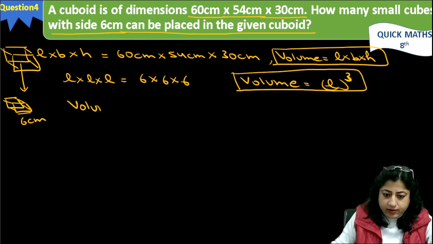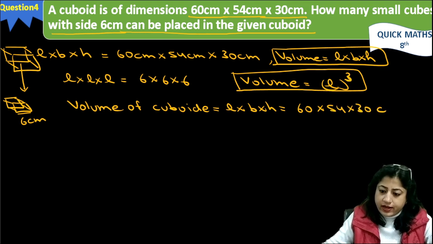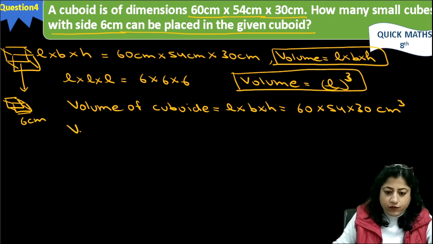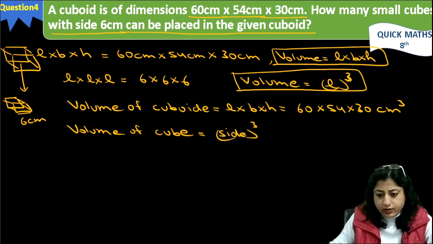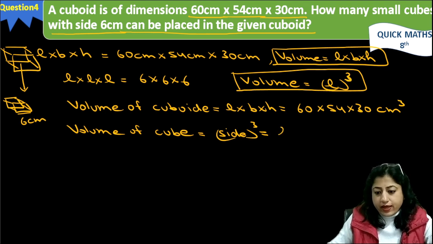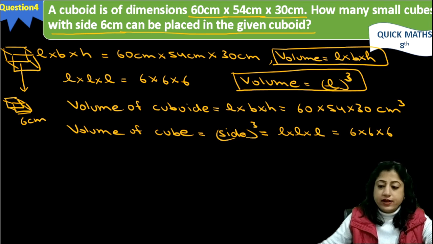Hence, I am writing here, volume of cuboid is L into B into H. So it will be 60 into 54 into 30, and this is centimeter cube. Now volume of cube is side cube, so we can say that is L into L into L. If L is a side, then it will be 6 into 6 into 6, because the side of the small cubes is given as 6 centimeter. It will be centimeter cube.